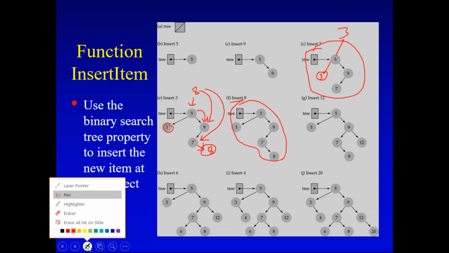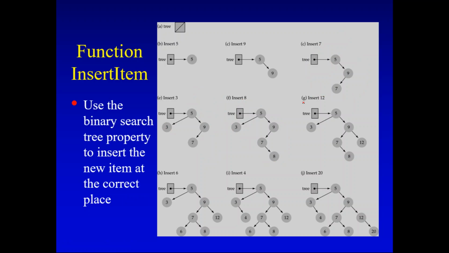Again we want to add 12 to this particular tree. So start with 5. Is 12 less than 5 or greater than 5? Greater than 5. Move to the right child. What is the right child? 9. Again compare: is 12 less than 9 or greater than 9? It is greater than 9, so we go to the right. Is there any right child? No right child. So just add 12 to the right of 9. That's it. So 12 comes here.